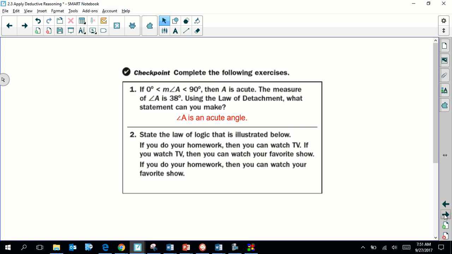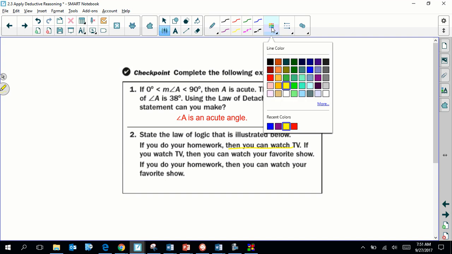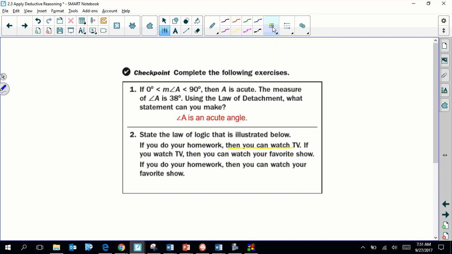Now for question 2, it's asking us which law of logic we would use, the detachment or syllogism. So we have a couple of conditional statements. If you do your homework, then you can watch TV. If you watch TV, then you can watch your favorite show. So what I'm noticing is that this conclusion and this hypothesis match.